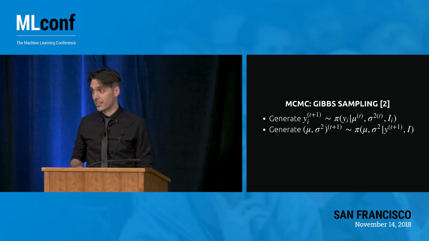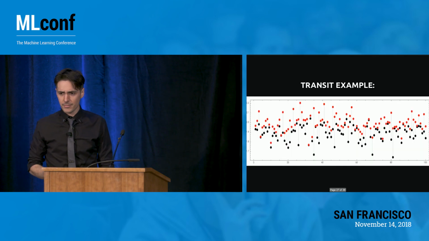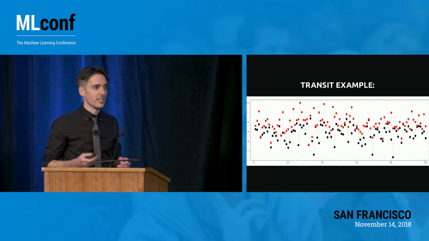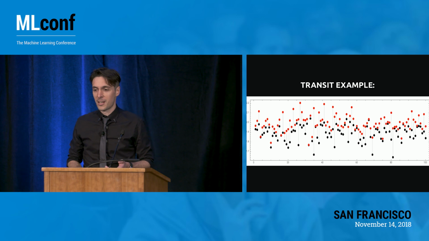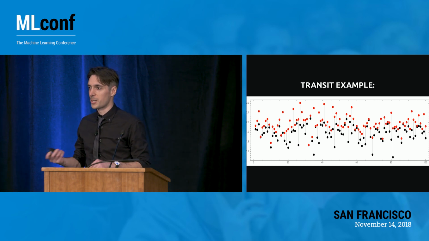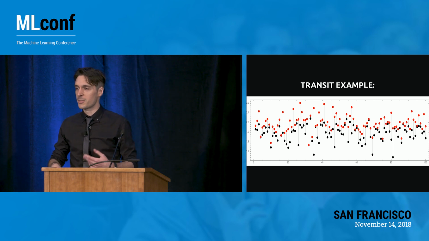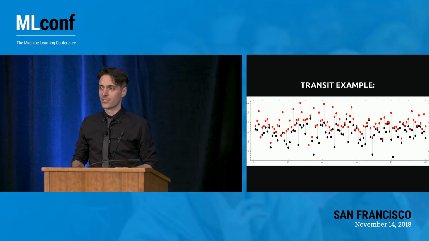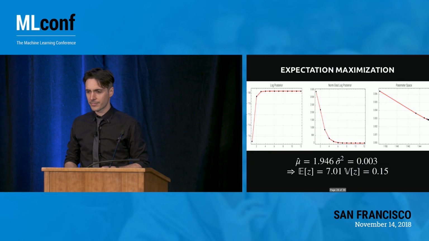But for this model, the Gibbs sampler is pretty easy to set up. So here's a sort of example data set. We have 100 kind of interval-censored observations. The red is the upper bound, black is the lower bound. And we're trying to learn the distribution of these transit times.